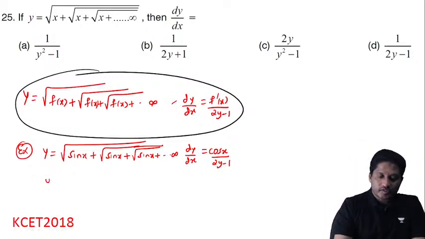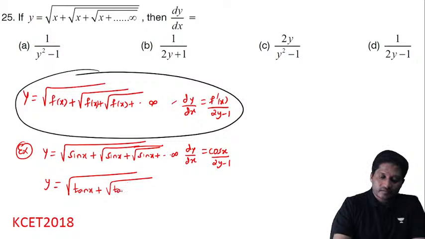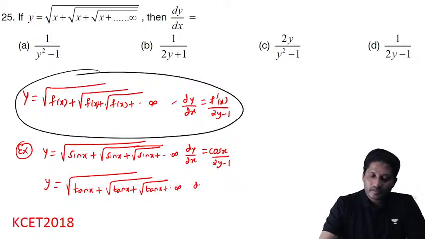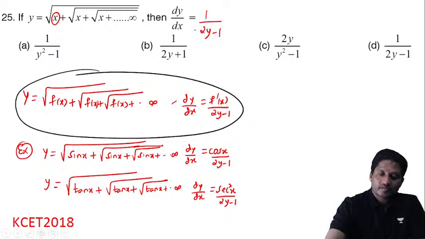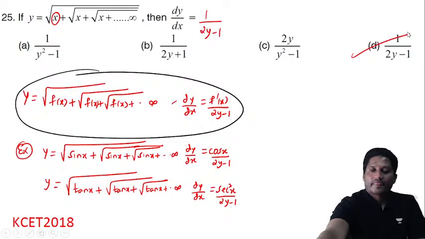Right, now suppose you have y is equal to root of (tan x plus root tan x plus root tan x), and so on up to infinity. dy by dx is equal to the differentiation of tan x, which is sec square x, divided by (2y minus 1). Here the function is x, and the differentiation of x is 1, so you get dy by dx is equal to 1 divided by (2y minus 1). Answer is option D. Let's move to the next question.